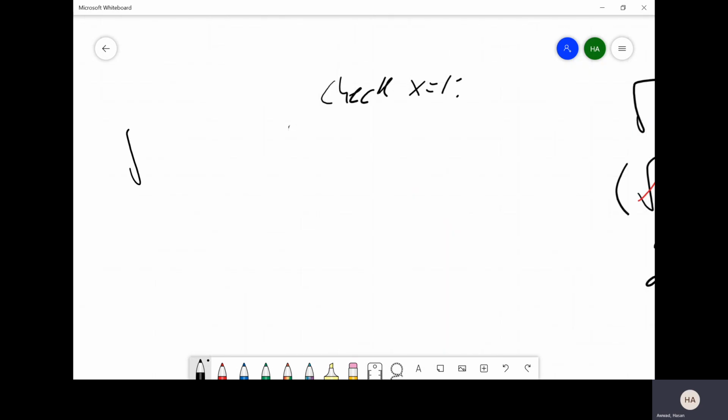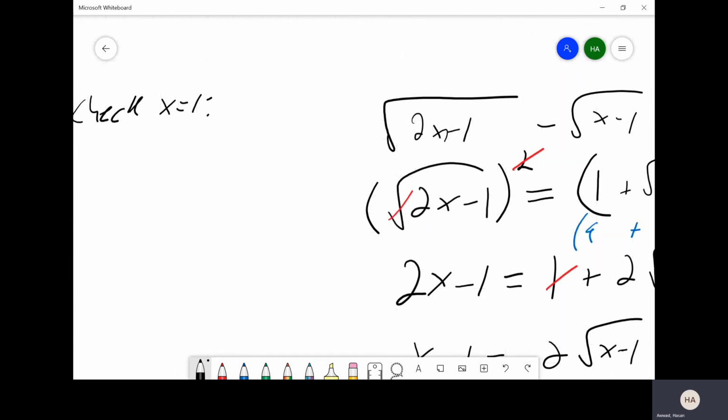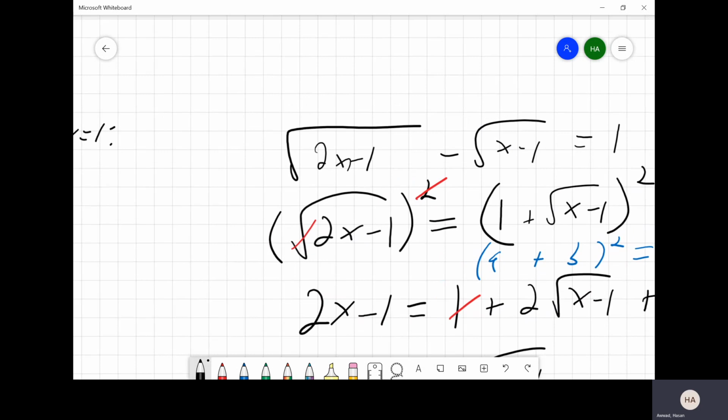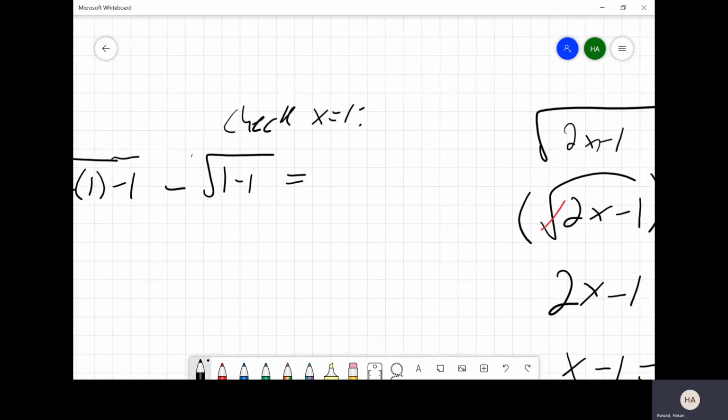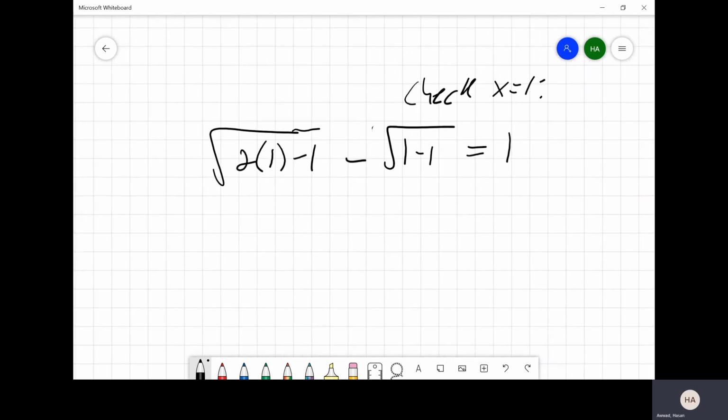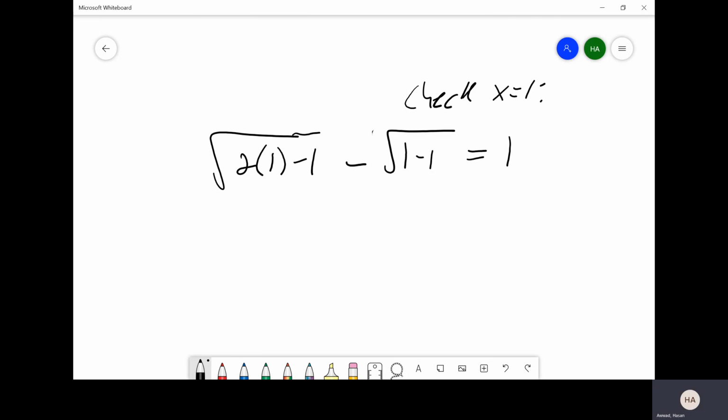There we go. So we have the square root of 2 times 1 minus 1, right? So wherever we had an x, and then minus 1 underneath the square root. So minus the square root of 1 minus 1. And this should be equal to 1 if everything comes out correct. So let's see if it does. So 2 times 1 is 2, minus 1 is 1. So we have the square root of 1.